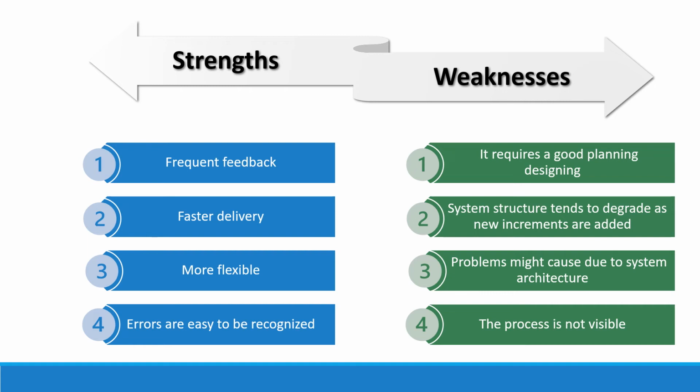The incremental model also has weaknesses, some of which are listed below. First, this model requires meticulous planning and designing. Second, system structure tends to degrade as new increments are added. Unless time and money are spent on refactoring to improve the software, regular change tends to corrupt its structure. Incorporating further software changes becomes increasingly difficult and costly.